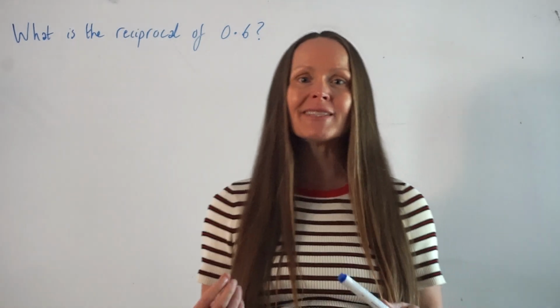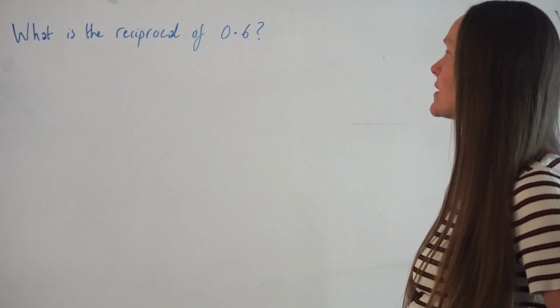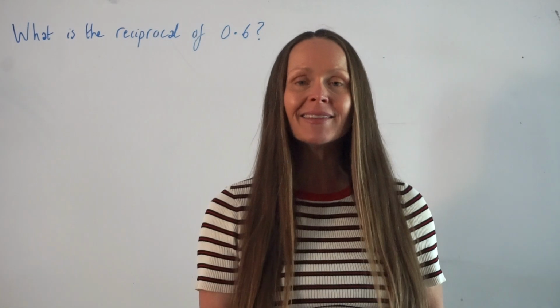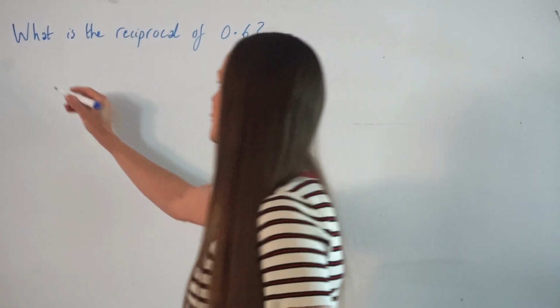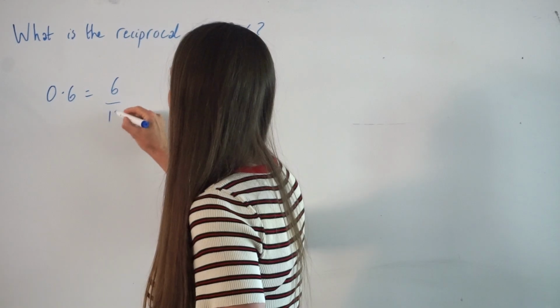I'll show you how to find the reciprocal of a decimal. So in this question, it says, what is the reciprocal of 0.6? So what you need to do first is write the decimal as a fraction. So for example, 0.6 can be rewritten as 6/10.